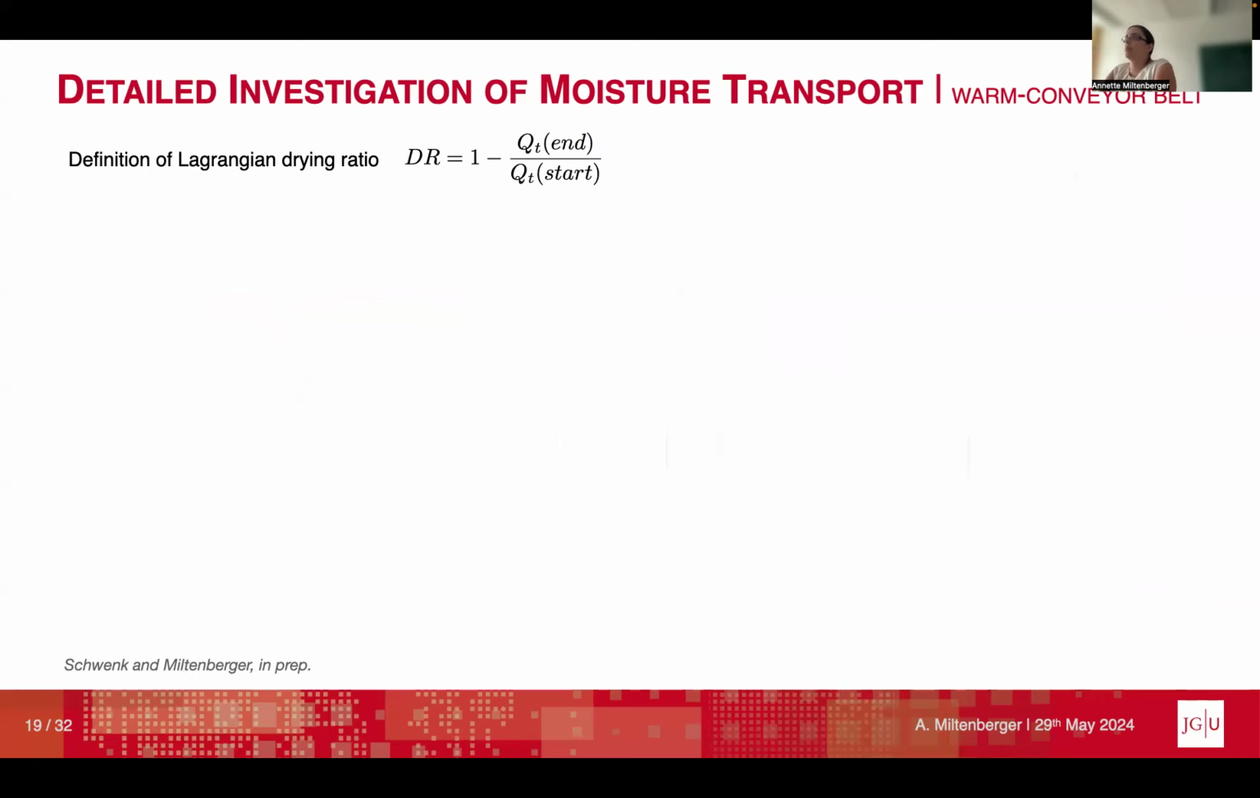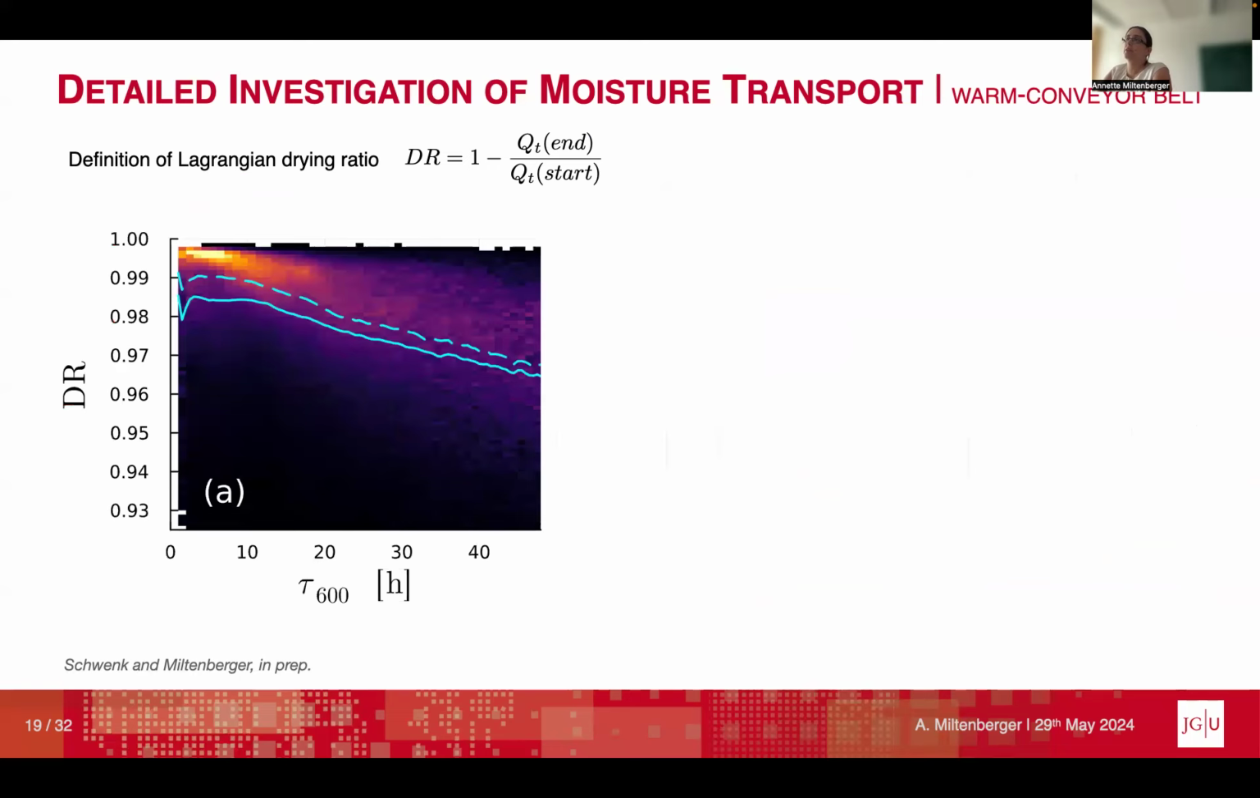We wanted to quantify this a bit more by using the so-called Lagrangian drying ratio. So the ratio of the precipitation to the initial humidity. And you can see this picture, and it's of course consistent with what I showed you before. So the very fast trajectories, they are actually most efficient in removing moisture, removing almost everything, and then the slow ones are actually a bit worse in removing. Although the numbers here are generally very high. So note the y-axis is all above 90%. We also see some indication of a dip towards the very short time scales.